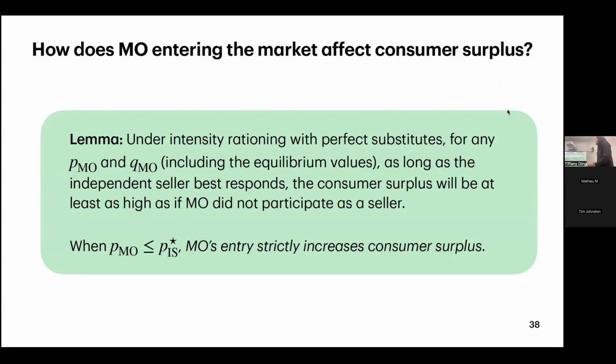Yeah, so one of our guiding questions is, how does this affect consumer surplus when the operator enters the market? We can show that the consumer surplus is always at least as high as if the marketplace operator did not participate as a seller. And actually, whenever the marketplace operator sets a price that's lower than the price that would otherwise be set by the independent seller, it strictly increases consumer surplus.